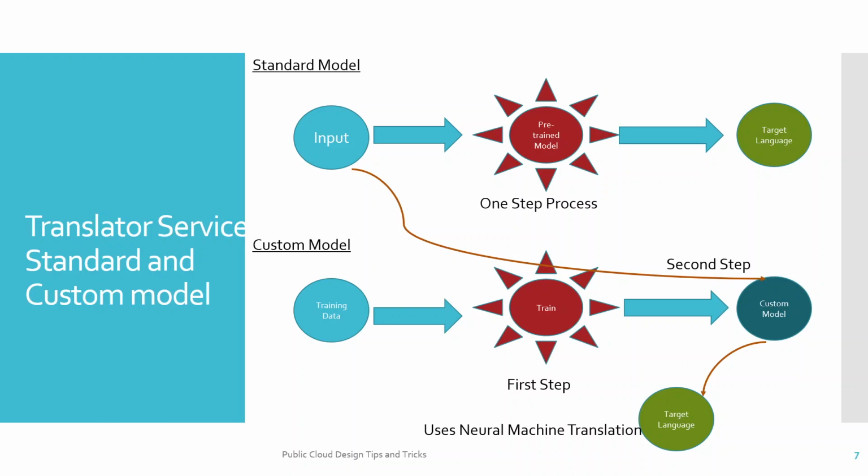Custom model is similar, but it goes through two steps basically. The first step is you have to train your model, and the trained model is nothing but a custom model. That creates a custom model with your training data, and once you have a custom model, you can provide input text and it will convert it to the target language, and it uses neural machine translation. So that is how it works.